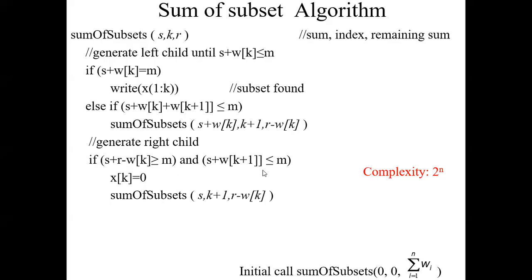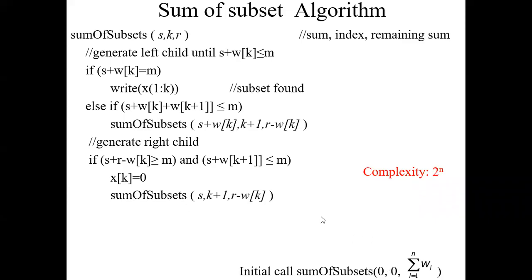For the right child, what we are considering is both the values, that is S plus WK less than or equal to M and S plus R minus WK greater than or equal to M. These both bounding conditions are being checked, and we are not including this item, following sum of subset with S only, since this item is not included. K plus 1 because we have to check for the next item. And for remaining weight, the thing that you people were doing wrong: I have not taken that item, but I have considered it, so the remaining weight will reduce by WK irrespective of the item being included.